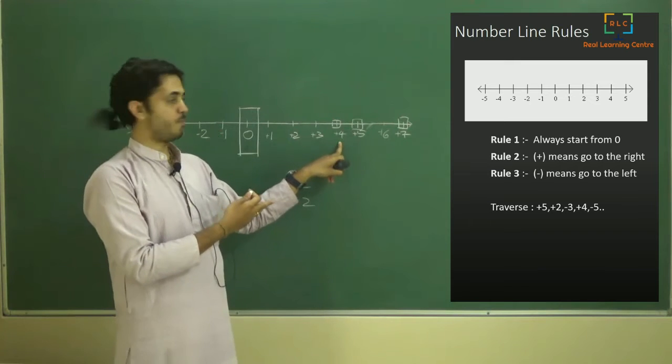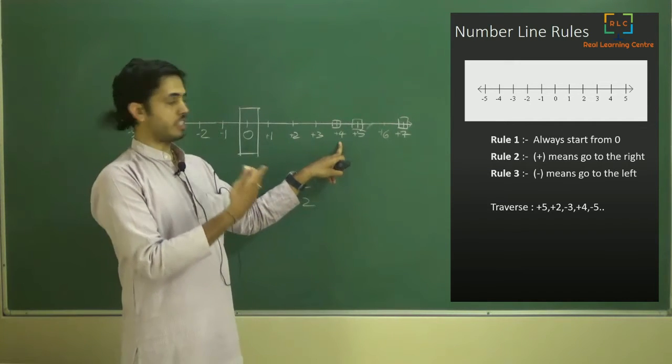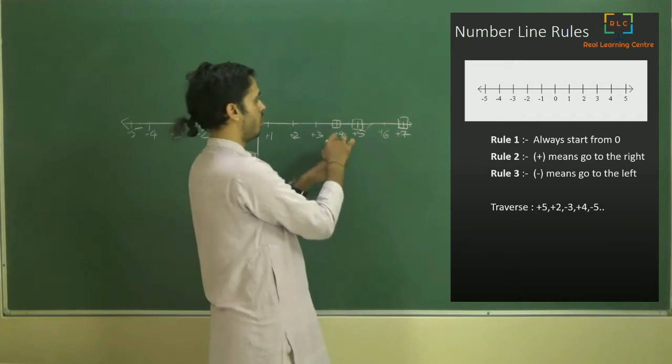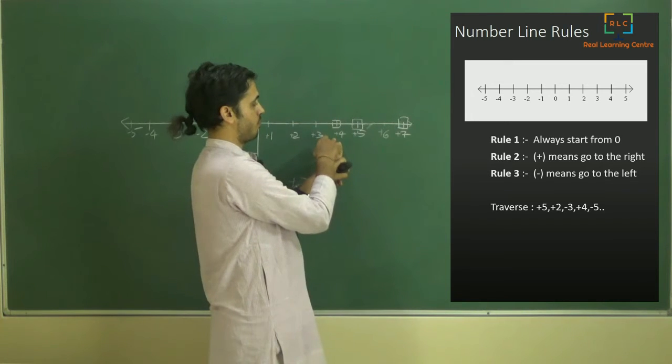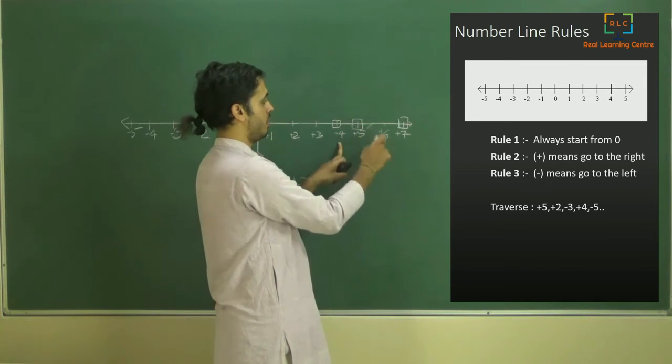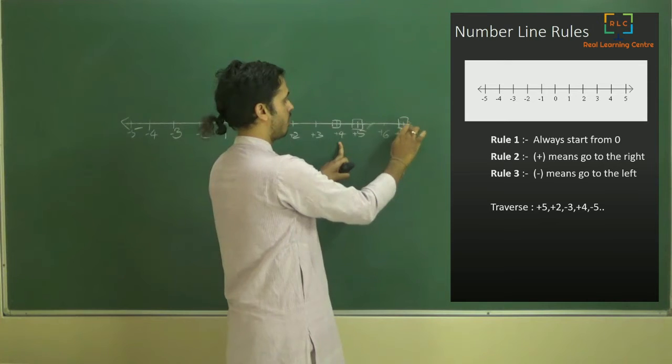Next number is plus 4. Now, from plus 4, you have to go 4 units. 1, 2, 3. Again, I have to move 1 more unit.